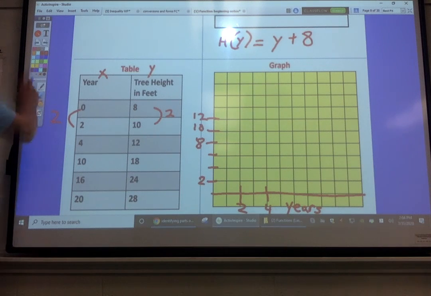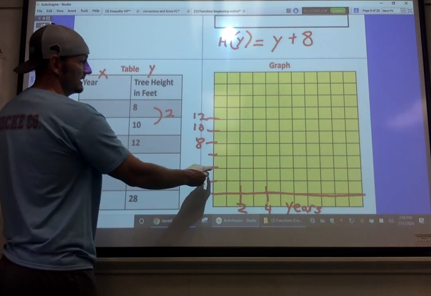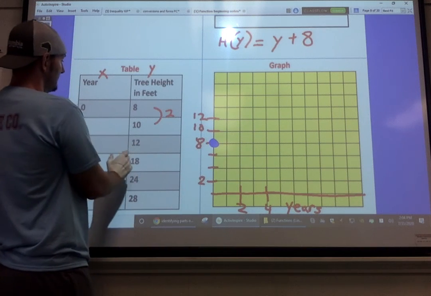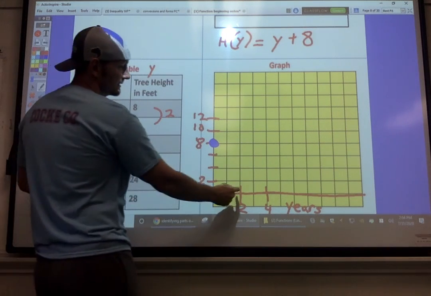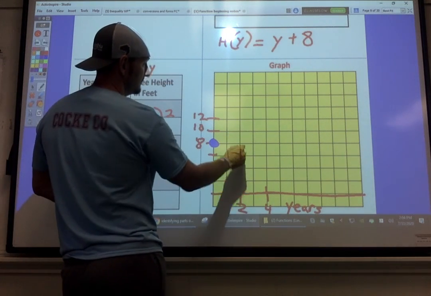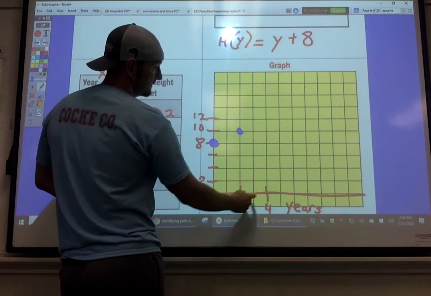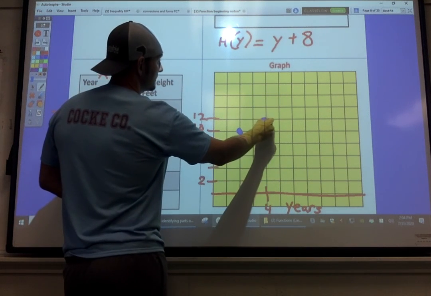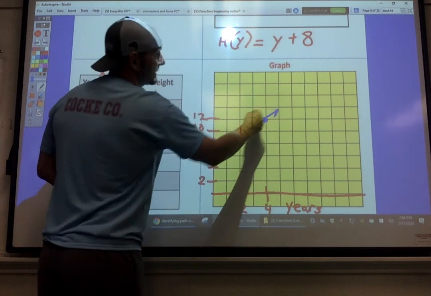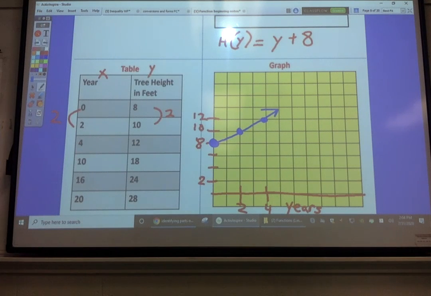So to finish the graphing, we're at 0, 8. Then we're at 2, 10. So at 2, go up to 10. Boom. And then 4 is 12. And we can keep that pattern for as many years as we want.